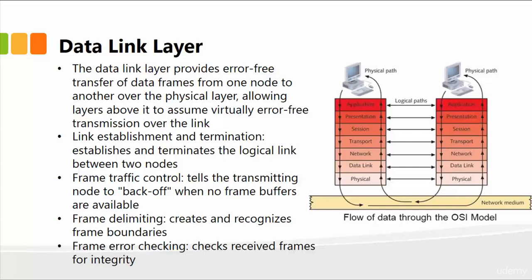Link establishment and termination is one of the functions also. It establishes and terminates the logical link between the two nodes. The frame traffic control tells the transmitting node to simply stop or back off when no frame buffers are available. It also performs frame delimiting, creating and recognizing frame boundaries, and error checking as well. So in a nutshell, the data link layer provides error-free transfer of data upwards to the application layer.